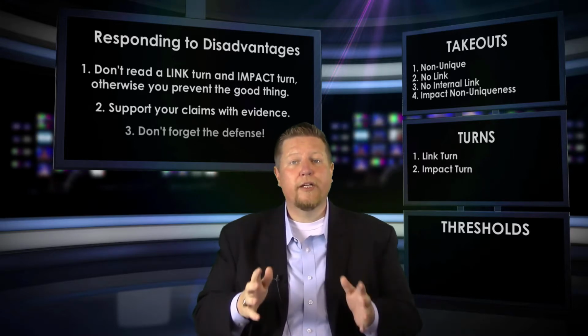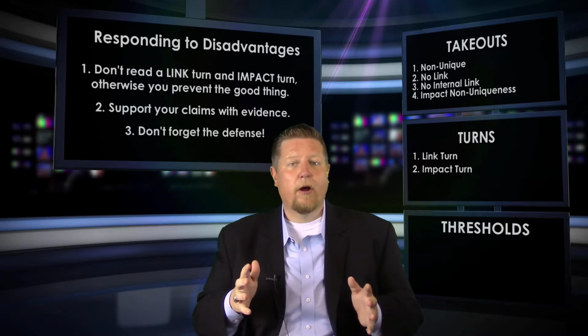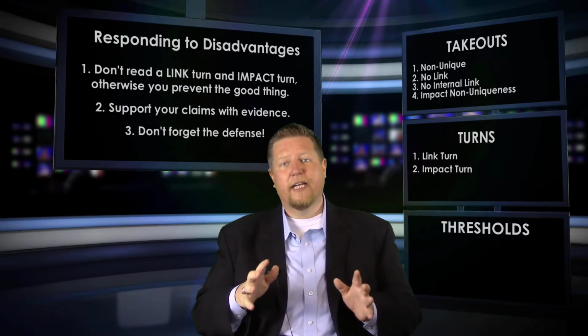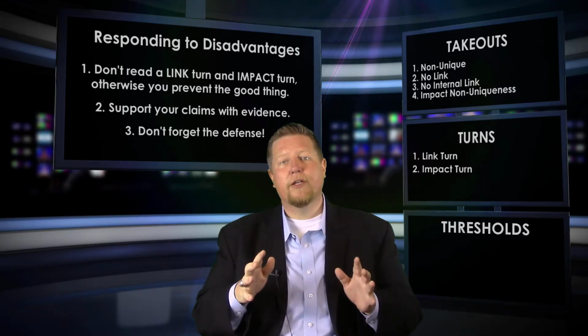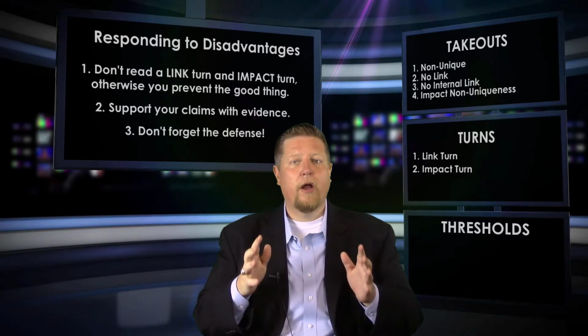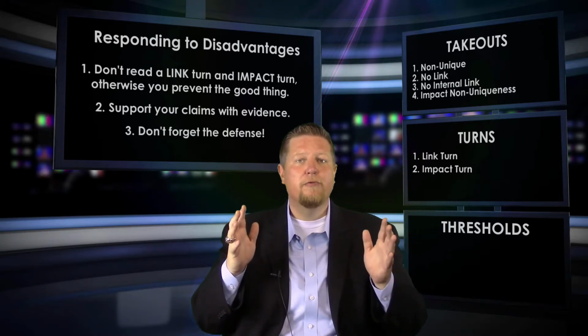Third, even if you correctly turn a link or turn an impact, you may still want to put some defense on the remaining parts of the disadvantage. Doing so is the equivalent of saying, look, we prevent this link from happening. But even if you don't accept that, the internal link is still weak, and you should reject this disad because no matter what you accept at the link level, it will never reach the impact level because we've disproven the internal link.